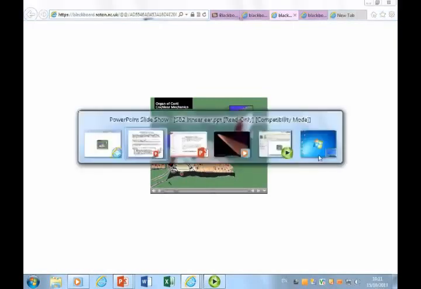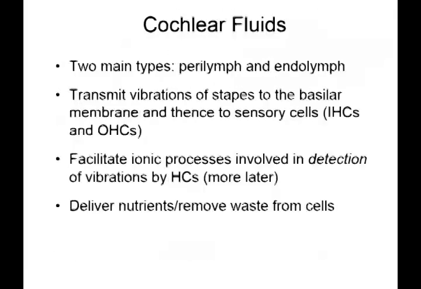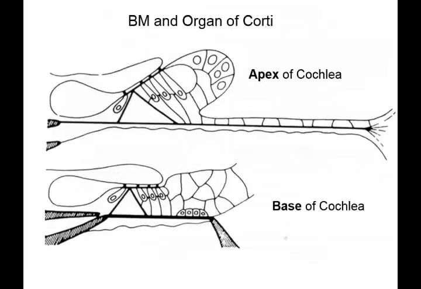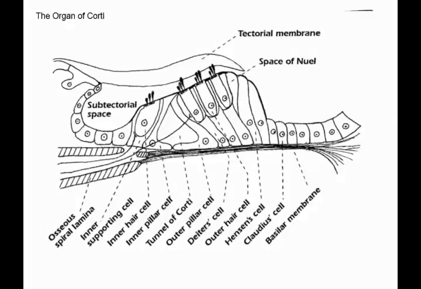What's actually happening with the hair cells? It's the transverse displacement of the basilar membrane and organ of Corti that gives rise to a horizontal shear between the reticular lamina and the tectorial membrane. I show that in the video better, which is this one. So now we actually understand this a bit better.